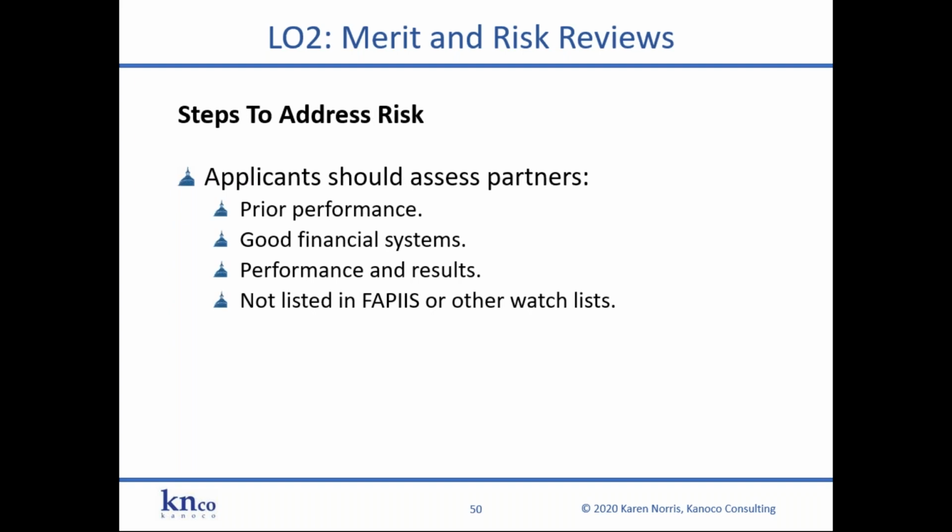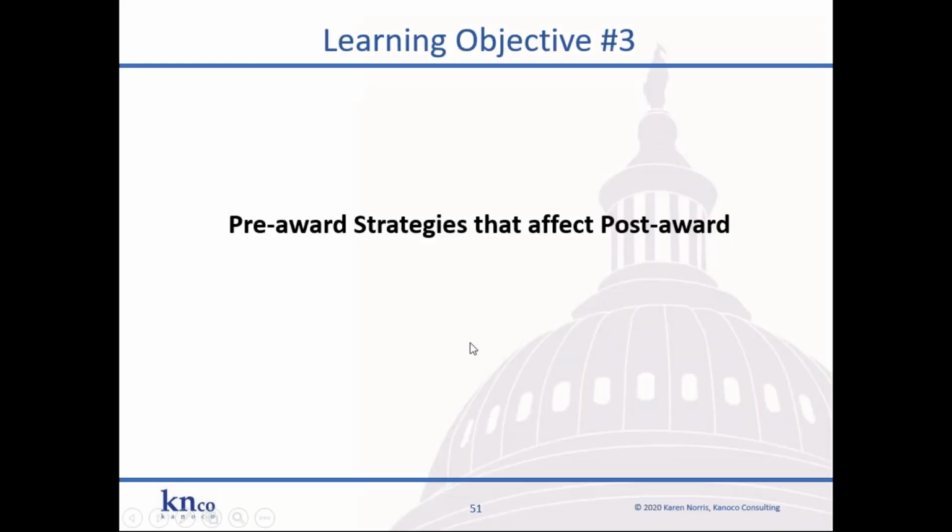Applicants should assess their partners. If you're going to have a partner with a grant, you have to do the same thing. You have to conduct a risk assessment. Is your partner going to benefit you, or is your partner going to add a liability? Do they have good prior performance? Do they have good financial systems? Do they have a history of successful performance and results? By the way, are they in FAPIS or on any of the other watch lists? So you have to assess your partners too.